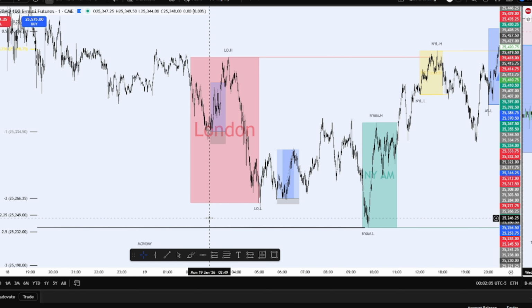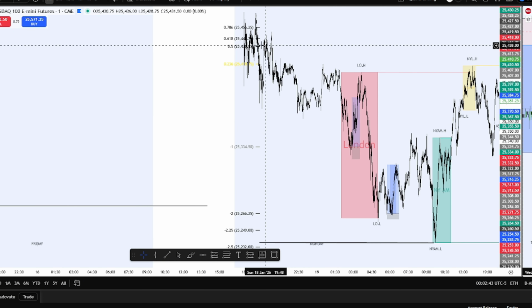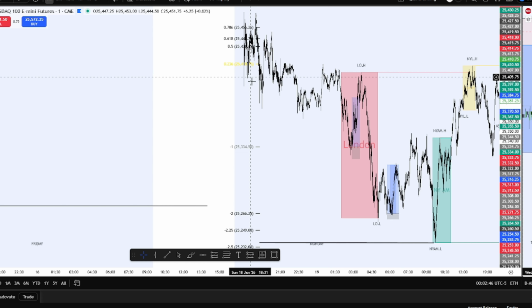You could have taken this. This is the bottom of New York AM. So you get the point. So that is a couple of examples using the mechanical model itself mixed with my bias.